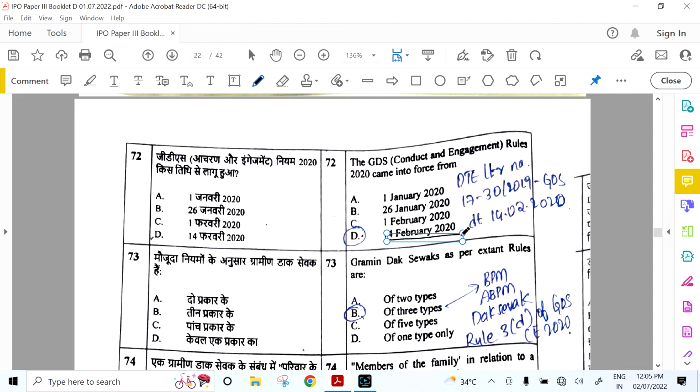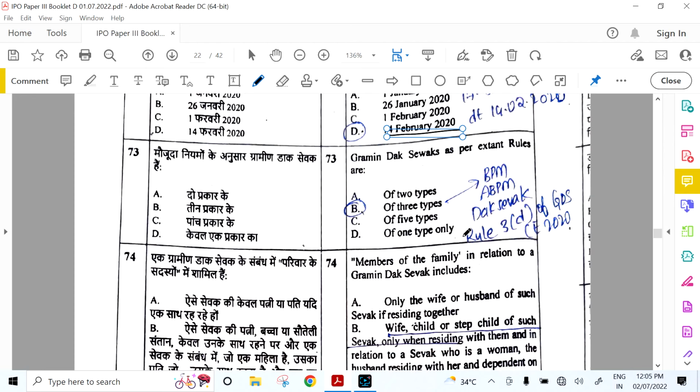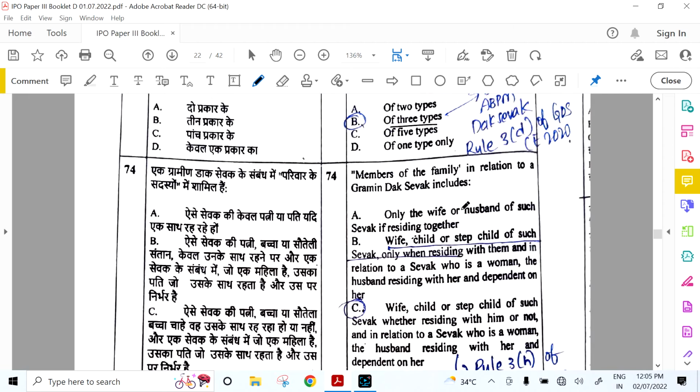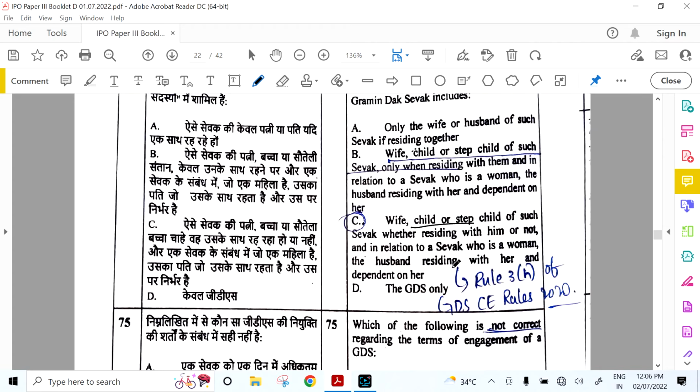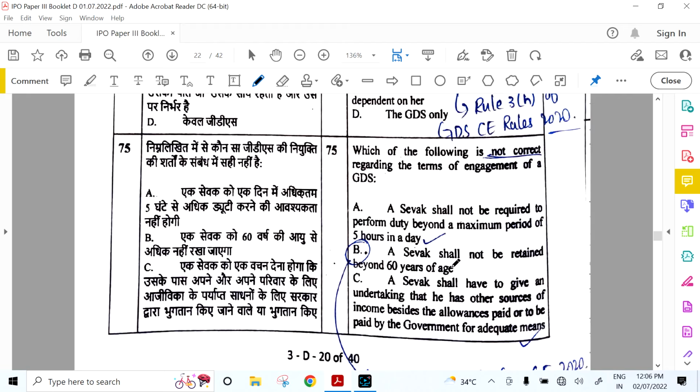Directorate letter number 17-30/2019 GDS dated 14/2/2020. GDS are extra departmental agents. As per the rules, they are of three types: BPM, ABPM and Dak Sevaks. Rule 3D of GDS Conduct and Engagement Rules 2020. Members of family in relation to GDS includes wife, child or stepchild of such a sevak, whether residing with him or not; in relation to a sevak who is a woman, the husband residing with her and dependent on her. Rule 3H of GDS Conduct and Engagement Rules 2020. Which of the following is not correct with regard to the terms of engagement of GDS?